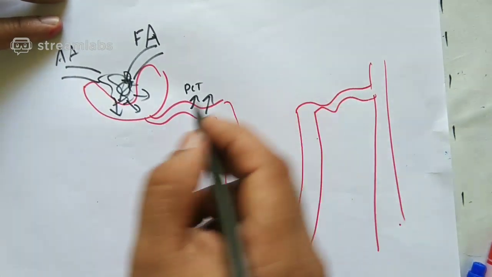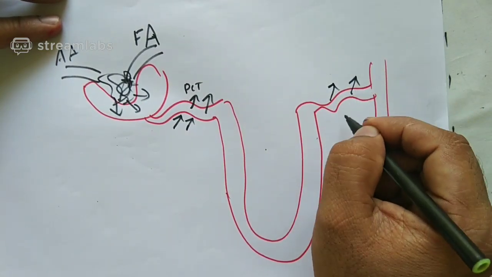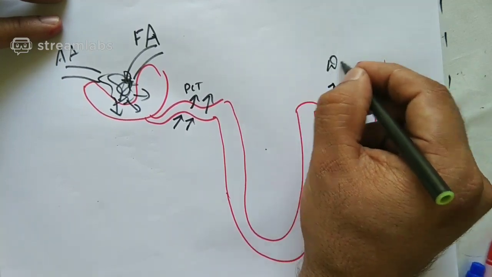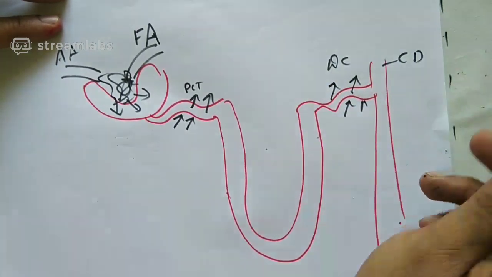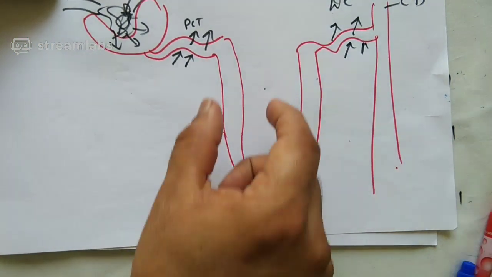Reabsorption occurs. Secretion occurs like this. Arrow marks. Reabsorption occurs like this. Secretion occurs like this. DCT. And it's a collecting duct. See here. This portion of the what?